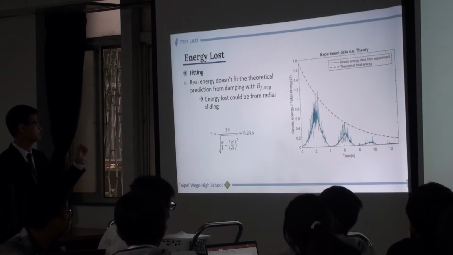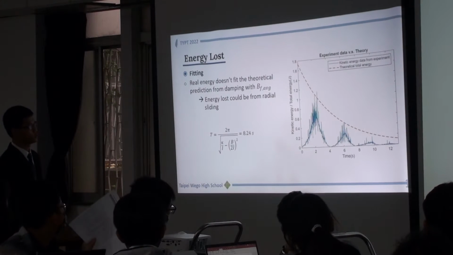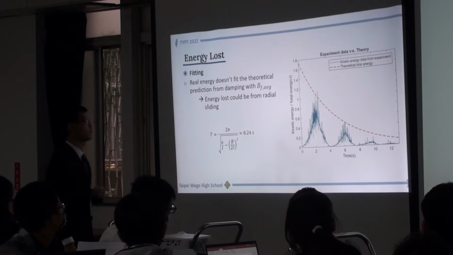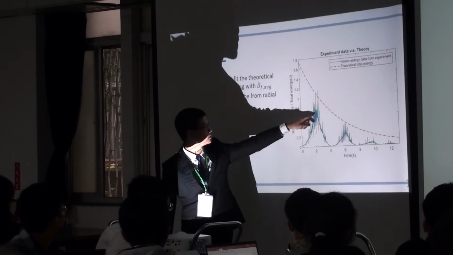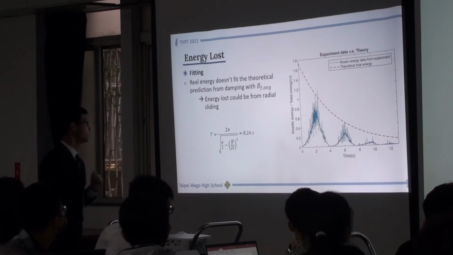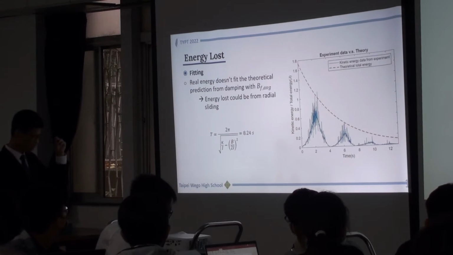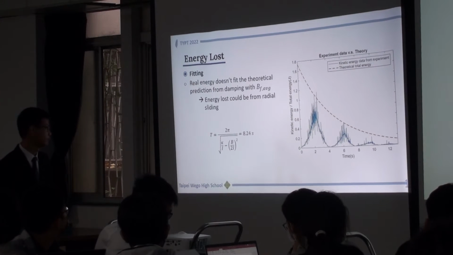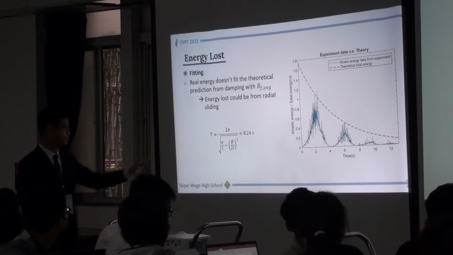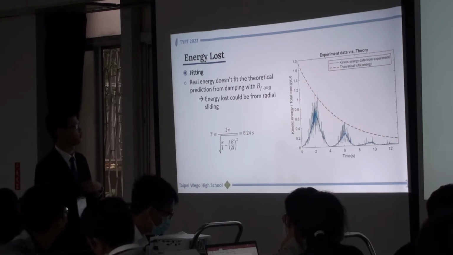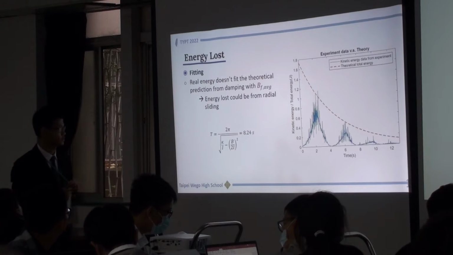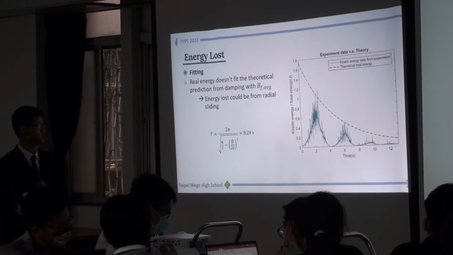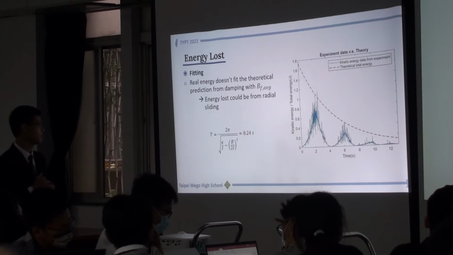However, when we try to fit the original equation we mentioned, we can see that there is an energy gap between the peak and the theoretical line. However, when we calculate the theoretical period, it still matches the actual experimental data pretty well. So we assume that the energy loss could be from the radial sliding.